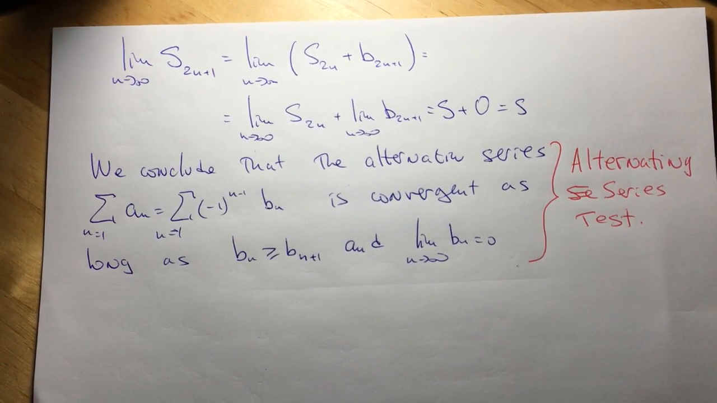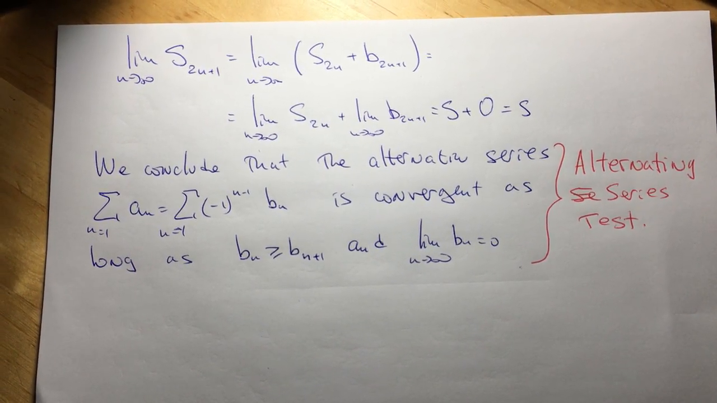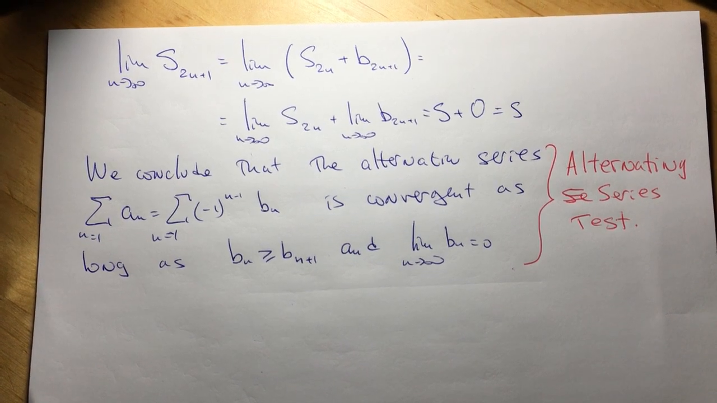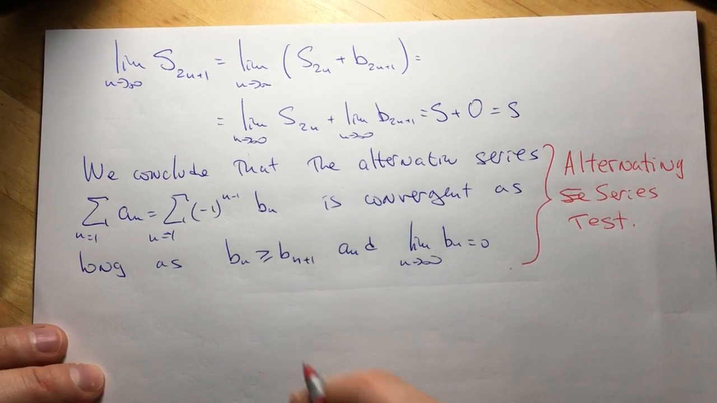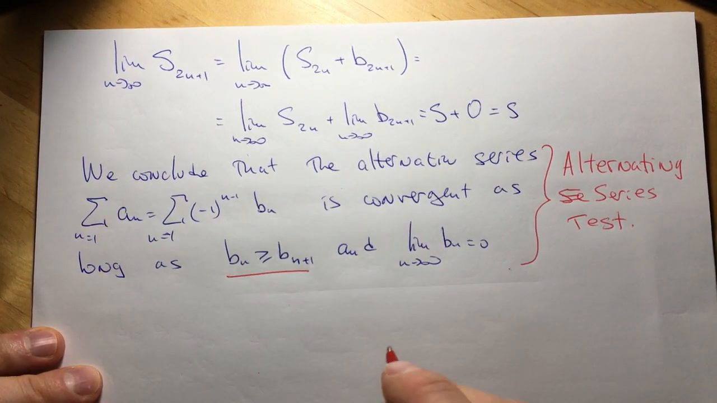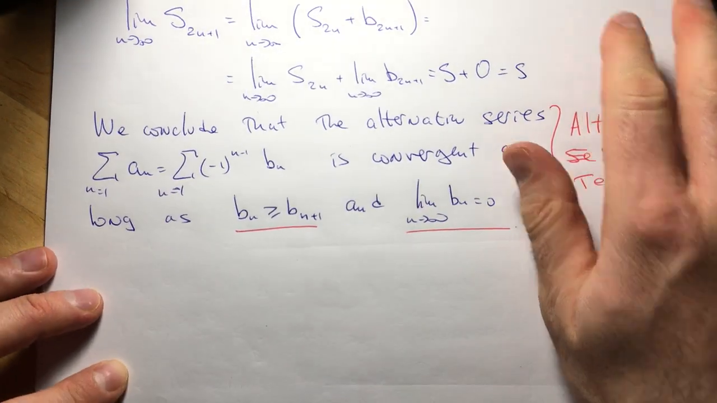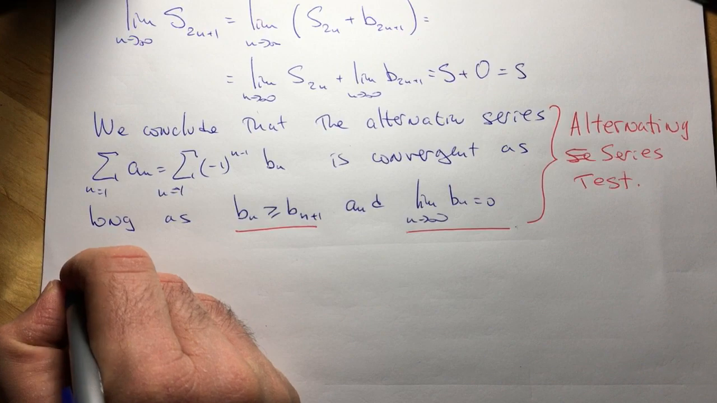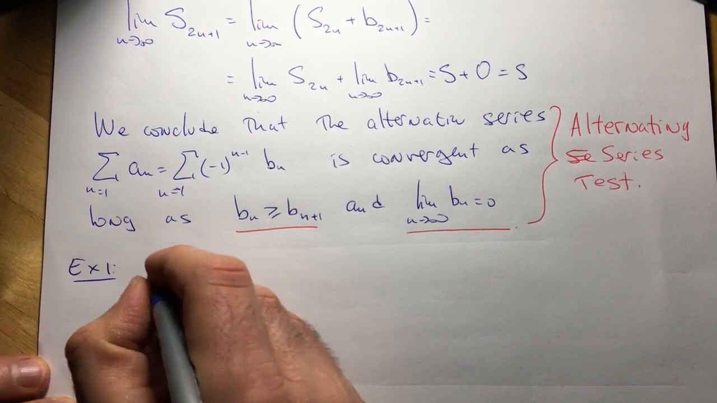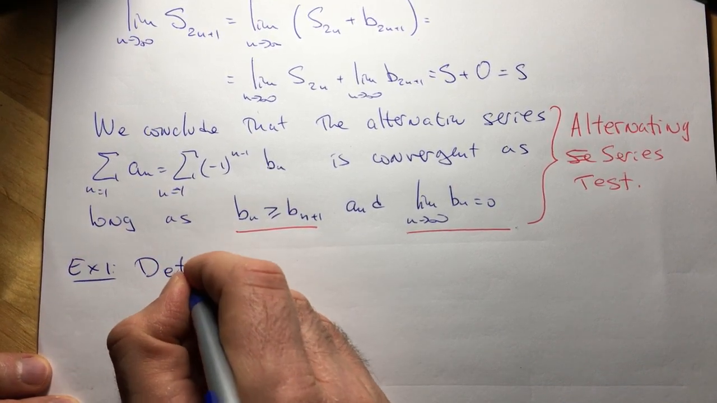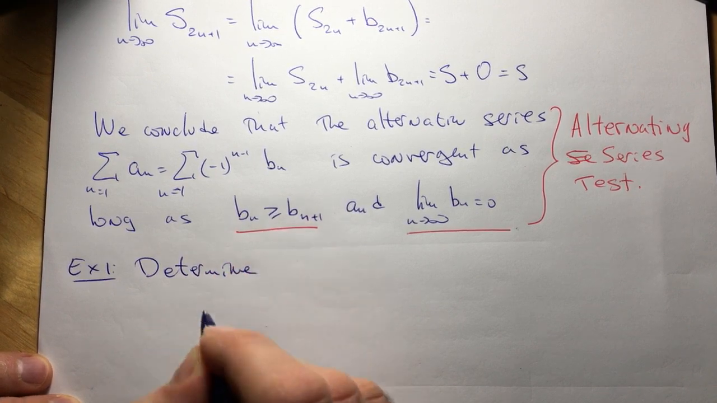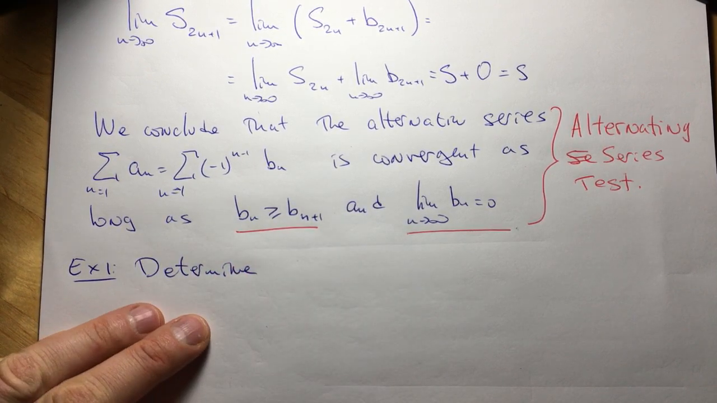So if you see an alternating series, all you have to do is show that this condition is satisfied and this condition is satisfied. That's it. Well, the good news is that it's very easy to recognize an alternating series.